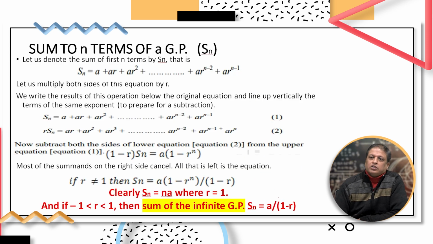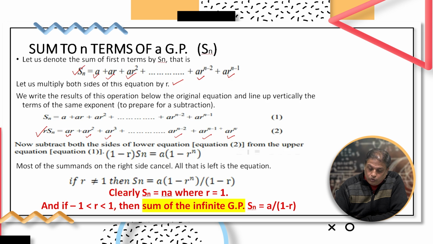Now, on the same lines, we are supposed to find the sum of n terms of the geometric progression. Let the sum of the n terms of the geometric progression be a plus ar plus ar square up to ar to the power n minus 1. In order to find the sum, let the procedure be that we multiply both sides of this equation by r. If we multiply both sides by r, we will get r into Sn is equal to ar, ar square, ar cube, up to ar to the power n.